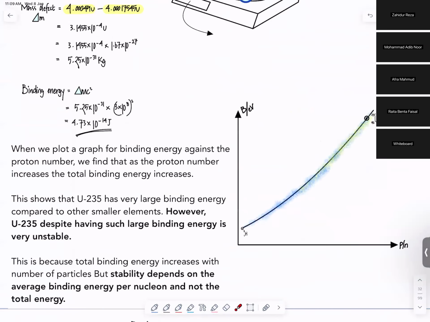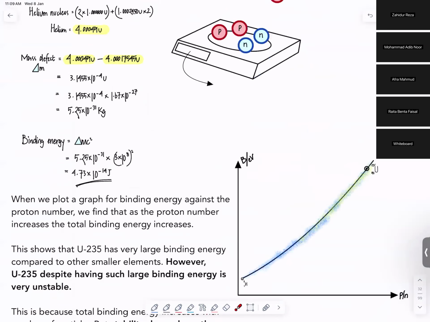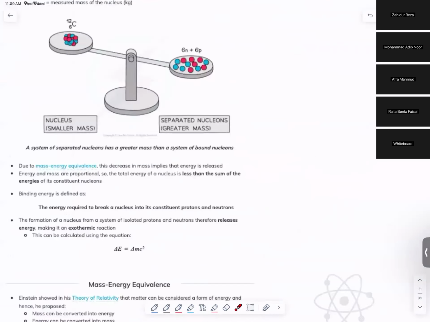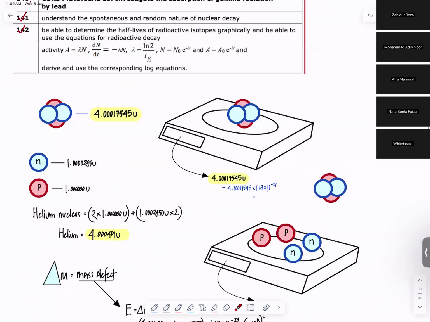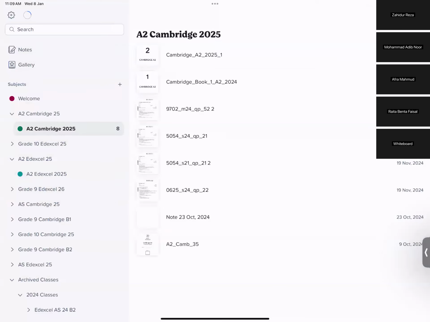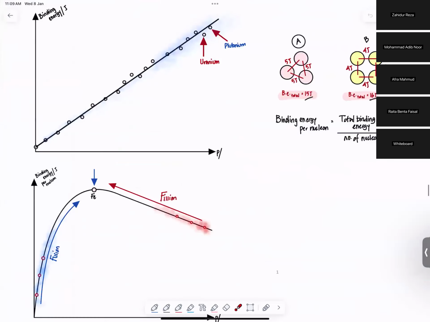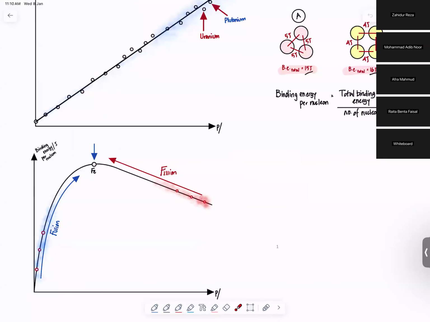So yeah, this is your binding energy concept. It's a very small topic, man. In terms of its core idea, it's just one idea that binding energy per nucleon leads to the stability analysis of a nucleus. And every element out there wants to become iron because iron is the most stable nucleus in the universe.